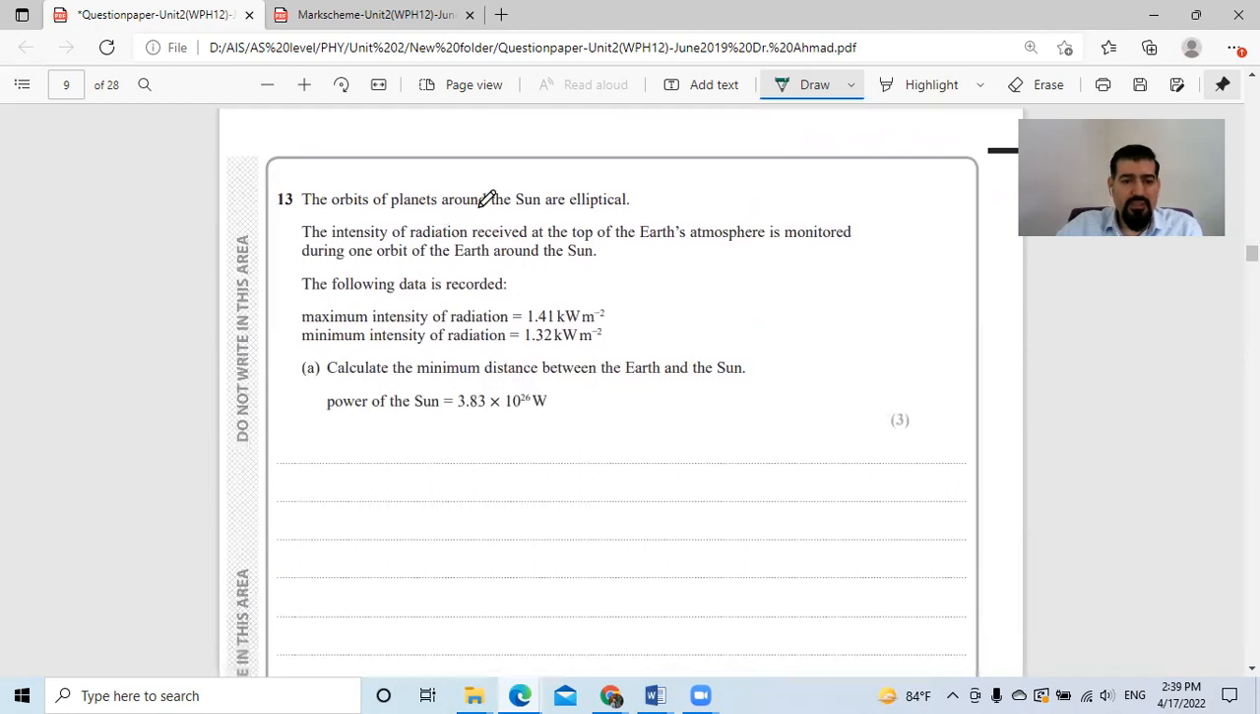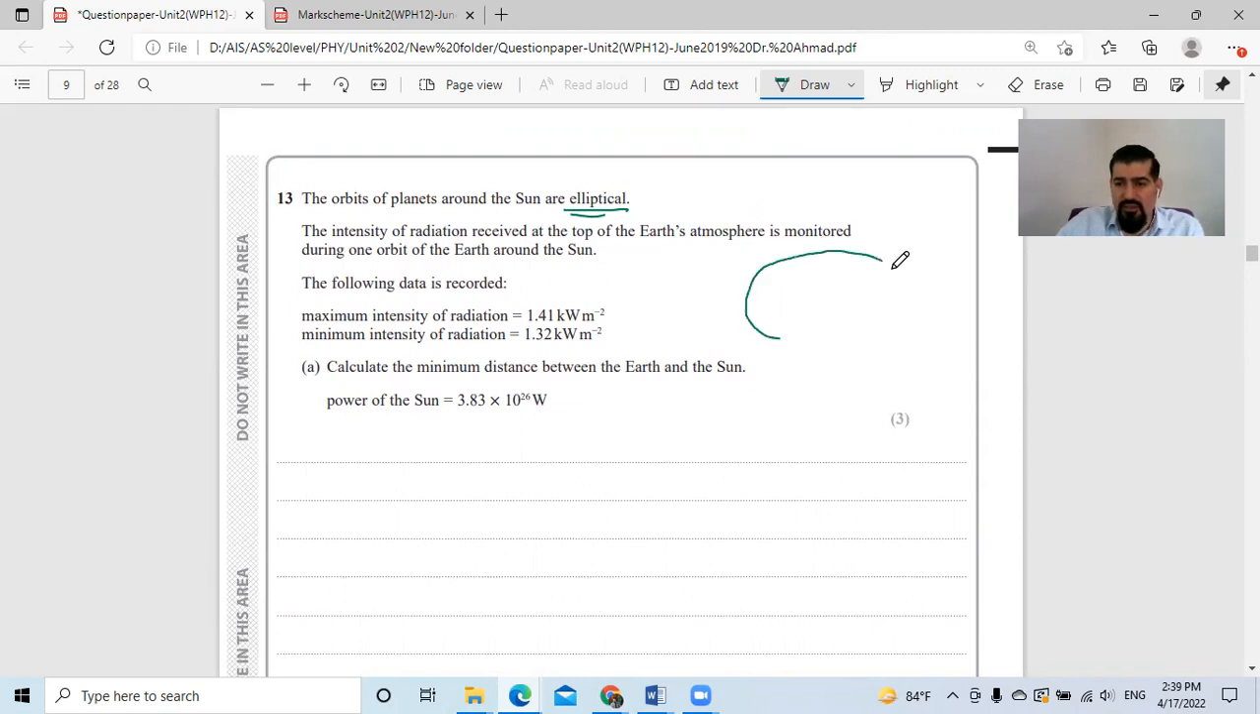The orbit of planets around the sun is elliptical. What do we mean by elliptical? This is, for example, our planet, and this is our sun. Sometimes it's close to it, other times it's far from it.